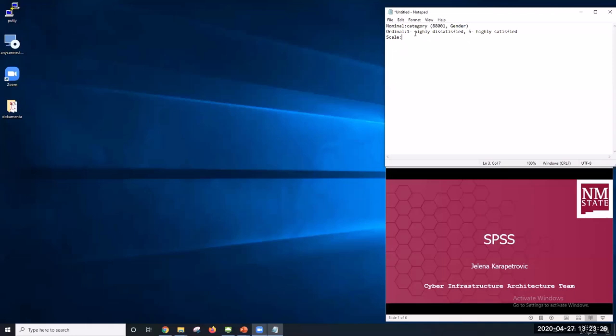And scale categories have some meaningful metric, so the distance between these values, the comparisons, are appropriate. For example, you could use age, income, or how students scored on some exam, for example, the GRE exam or SAT. So those are three different types.